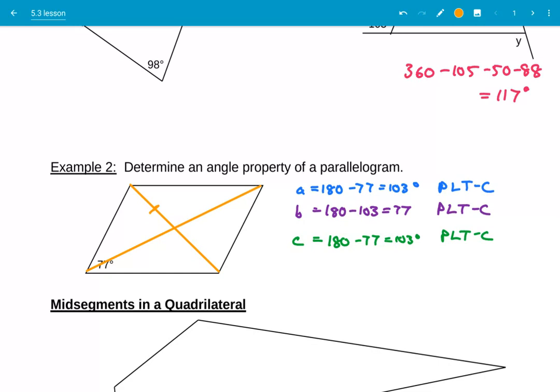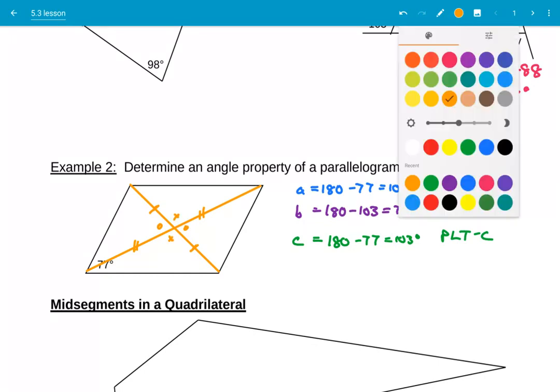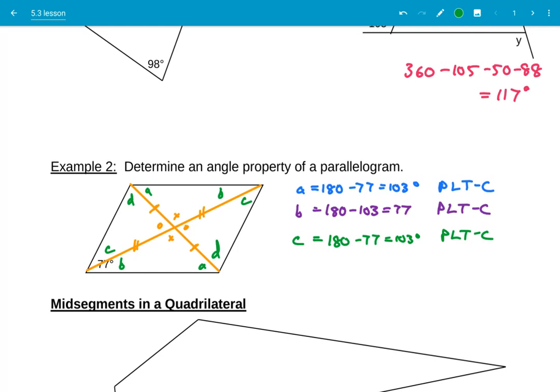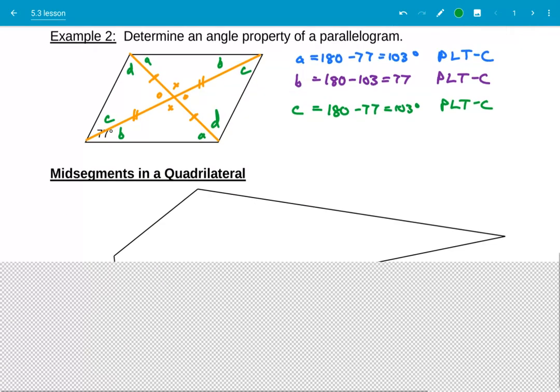This length will be the same as this length. This length will be the same as this length. This angle will be the same as this angle. This angle will be the same as this angle. This angle is the same as this angle. This angle is the same as this angle. That's because of Z patterns. Cool. All right. Mid-segments of a quadrilateral.